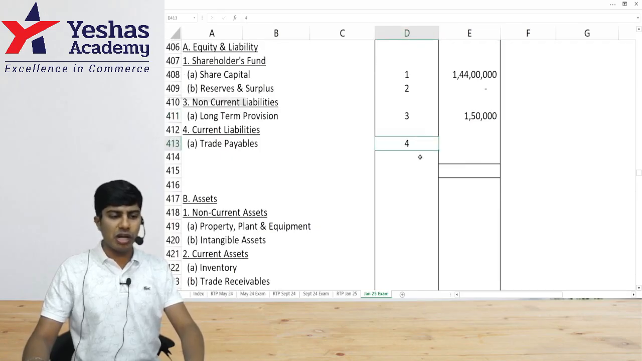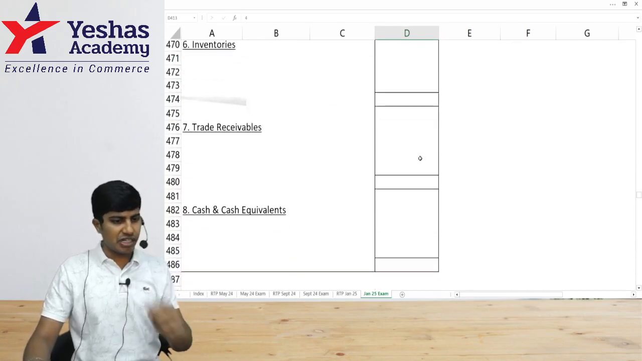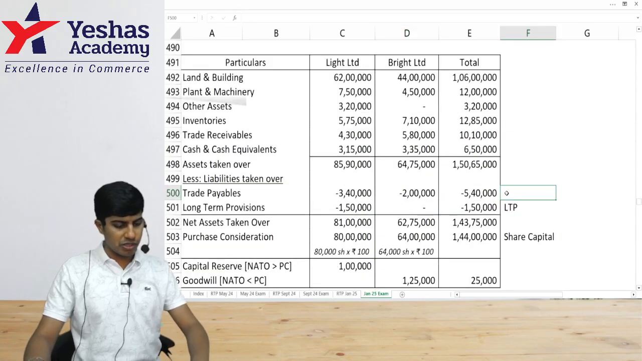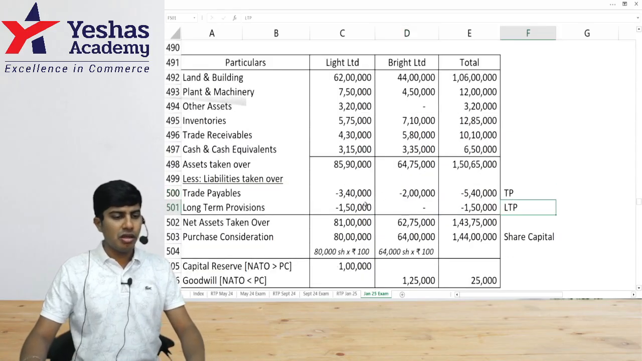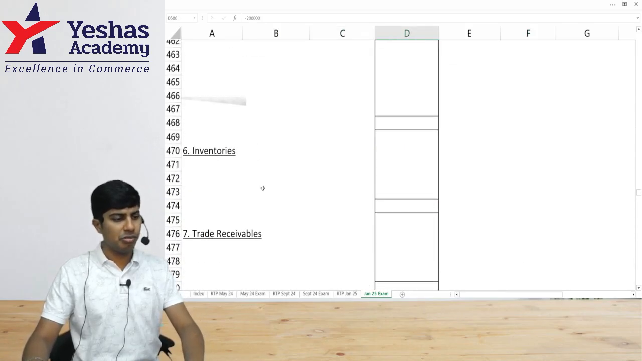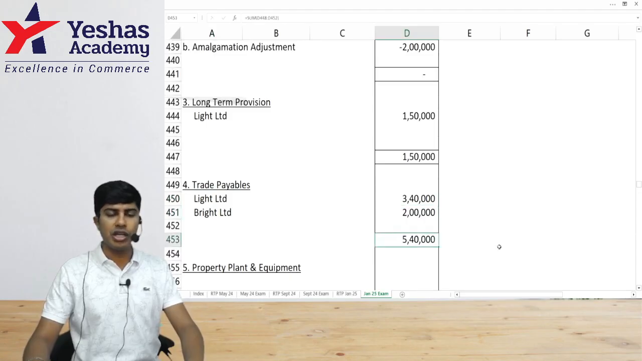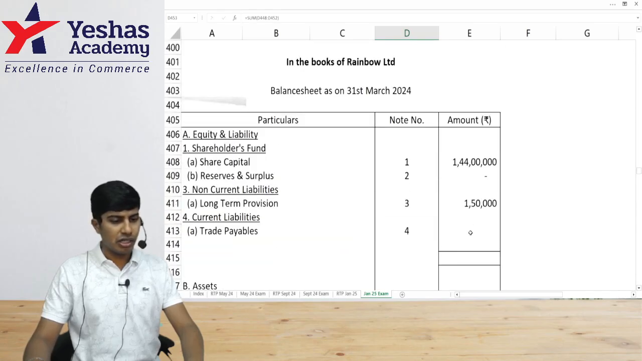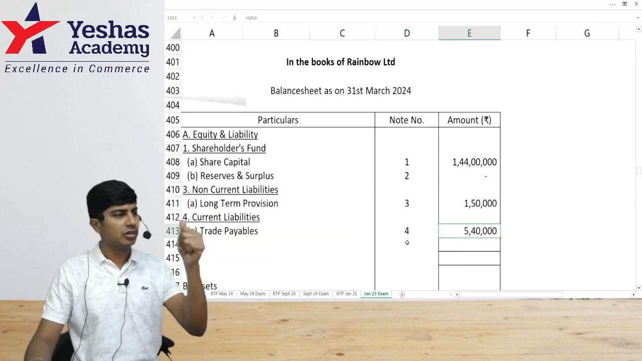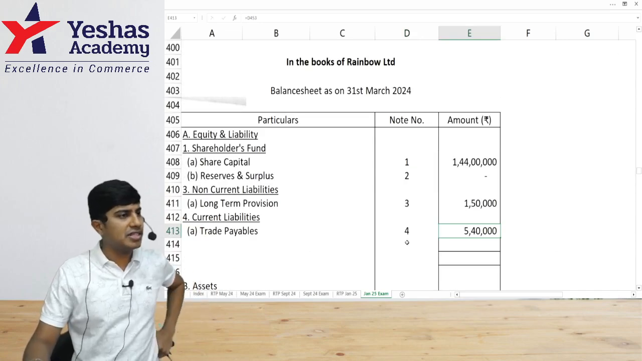Next, let's go to trade payables. Trade payables, we have it here in the note. Observe, trade payables, TP. How much trade payables? 3 lakh 40 of Light, 2 lakh of Bright, together 5 lakh 40. Come here, trade payables, Light 3 lakh 40, Bright 2 lakh, putting it together 5 lakh 40. This 5 lakh 40 I would write here. Trade payables 5 lakh 40. Got this? That's it. Liability side done.